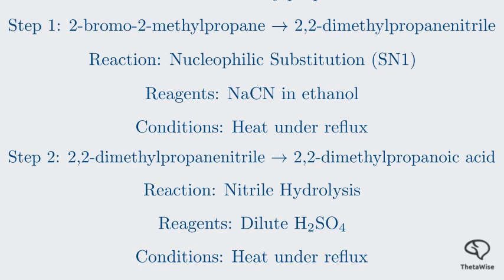As a bonus, let's consider the mechanism for step 1. The starting material, 2-bromo-2-methylpropane, is a tertiary haloalkane. Therefore, the reaction with cyanide will proceed via an SN1 mechanism, forming a tertiary carbocation intermediate before the cyanide nucleophile attacks. It's important to be able to identify these mechanisms.